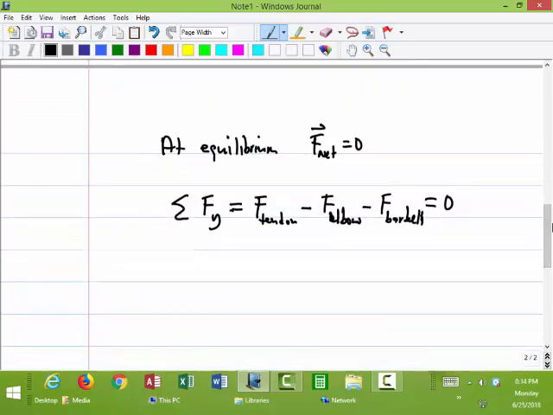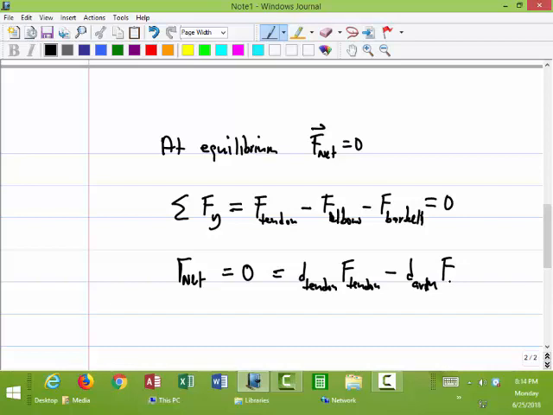And then we also said the net torque should be equal to 0. So the net torque is equal to the distance of the tendon multiplied by the force from the tendon, minus the length of the arm multiplied by the force of the barbell acting on the arm. This should be equal to 0.